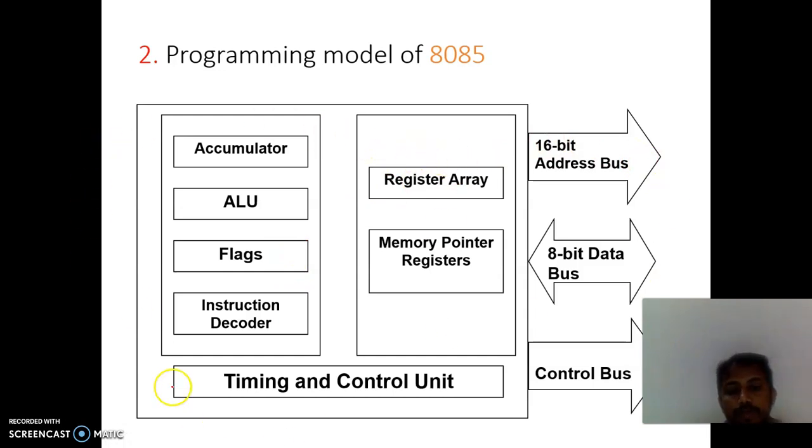So this is the programming model of your 8085 microprocessor. In your 8085 microprocessor, you would have an accumulator, an ALU, and there are 5 flags, as you already know. One of the most important parts is the instruction.